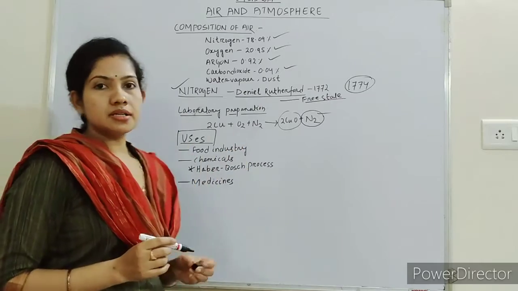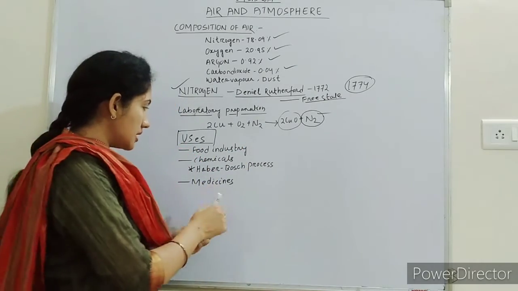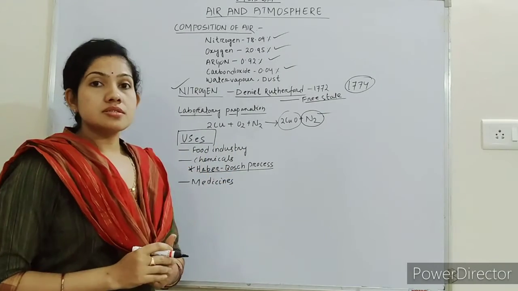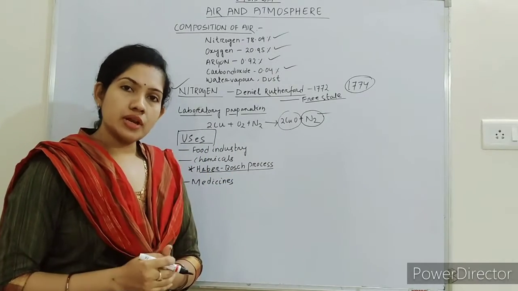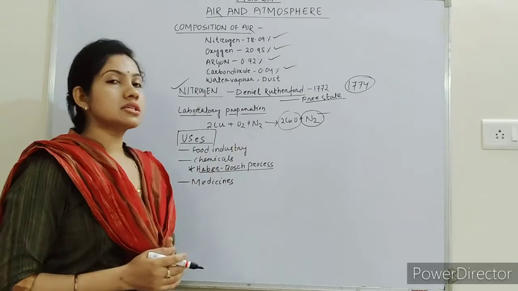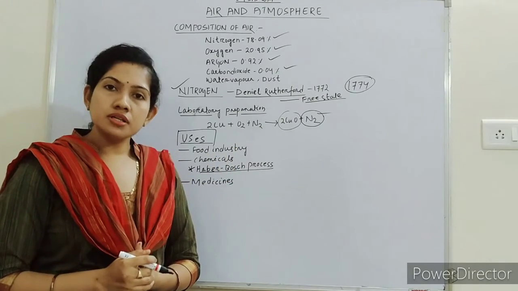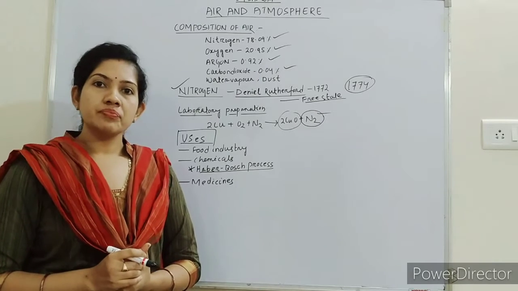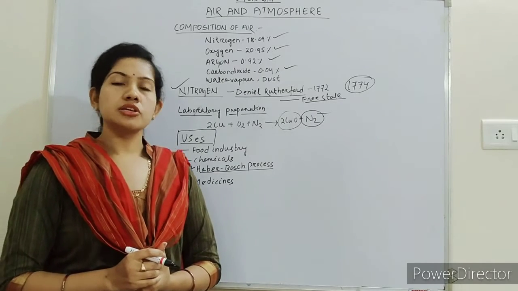Only one method here it is given. Next, another Haber-Bosch process also I will discuss now. Uses. What are the uses of nitrogen? The first use we can say is in the food industry. In the food industry, nitrogen is used for making different preservatives.